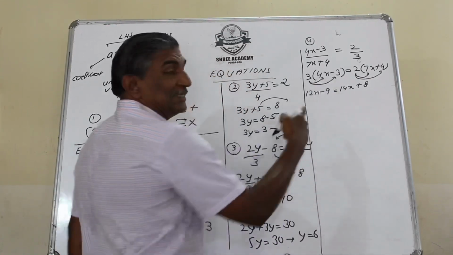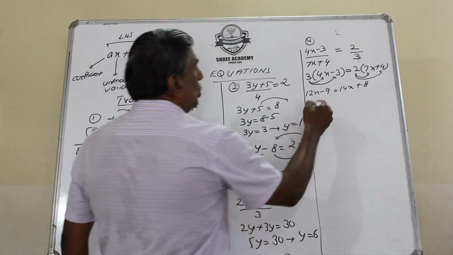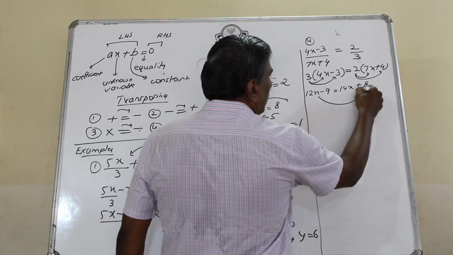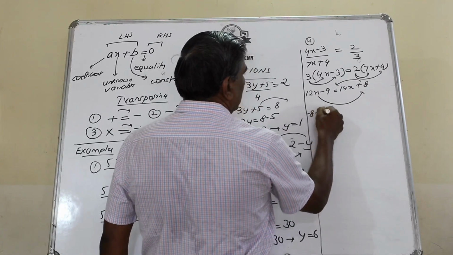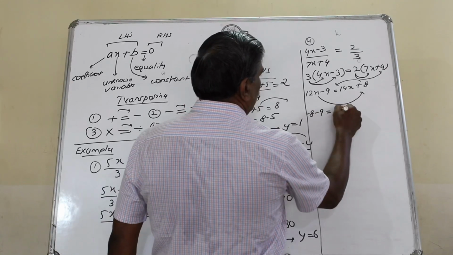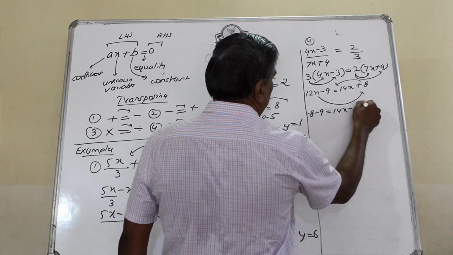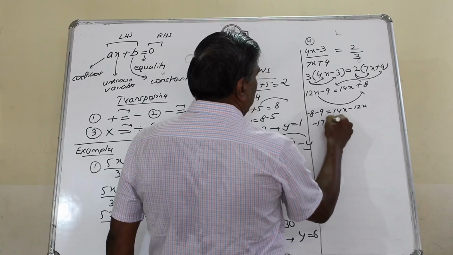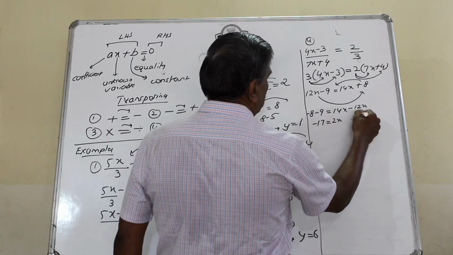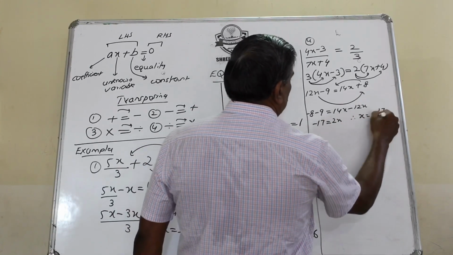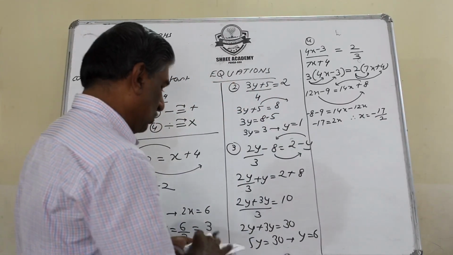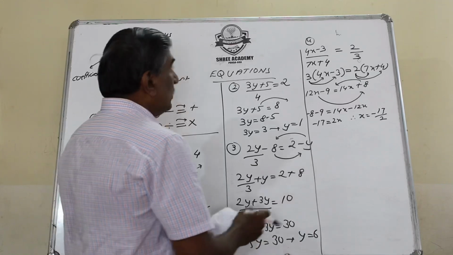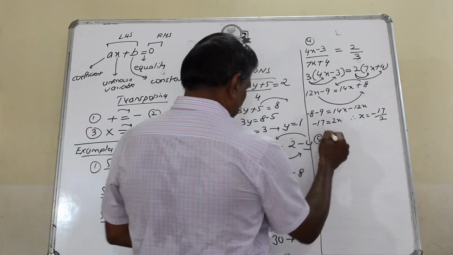Now since this is the bigger variable, you always bring the smaller to the bigger one, so this becomes 8 minus 9 is equal to 14x minus 12x. This is minus 17 is equal to 2x, hence x is equal to minus 17 upon 2. So this is how we will be doing the fourth. So one more sum we can do here.